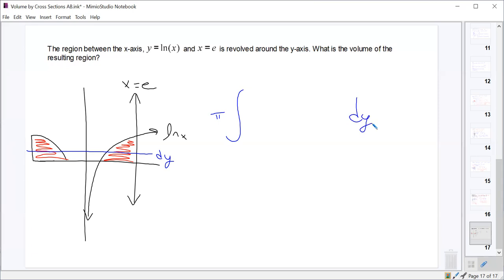Third question: is this a disk or is this a washer? A washer, right? Because the region we're revolving around is not fully pushed up against the axis. Okay. Fourth question: what is the outer radius?